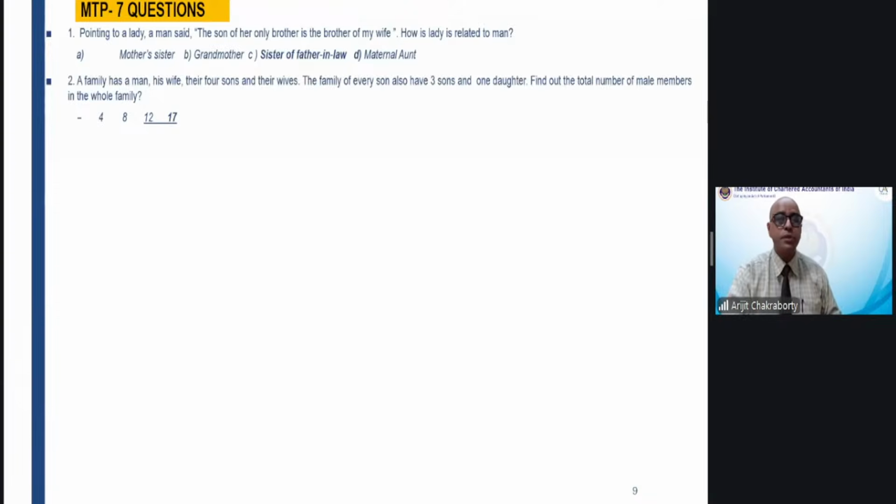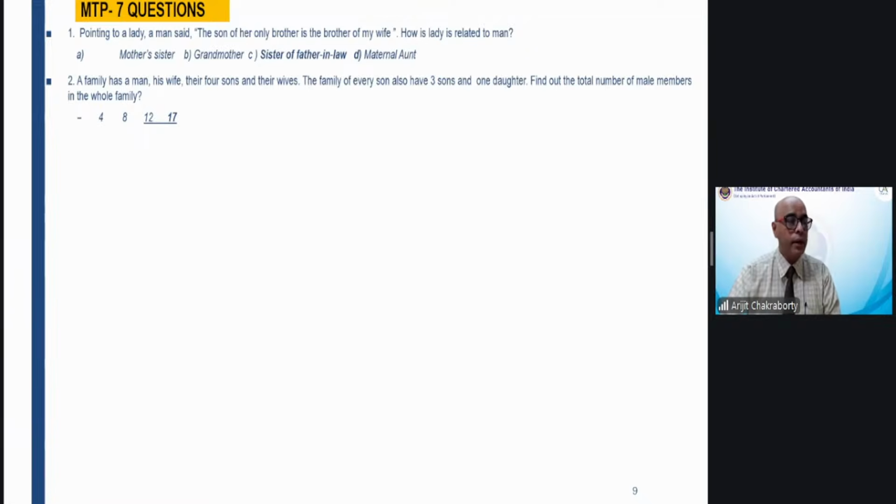We move to the second question of the MTP. A family has a man, his wife, their 4 sons and their wives. Also, it is given that the family of every son has 3 sons and 1 daughter. Total number of male members we have to find out.